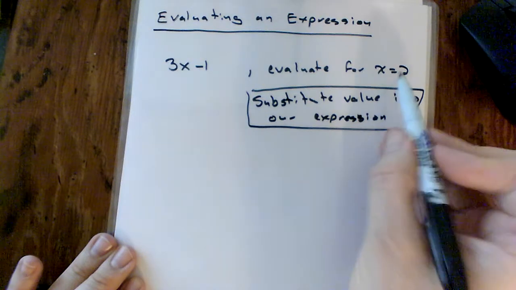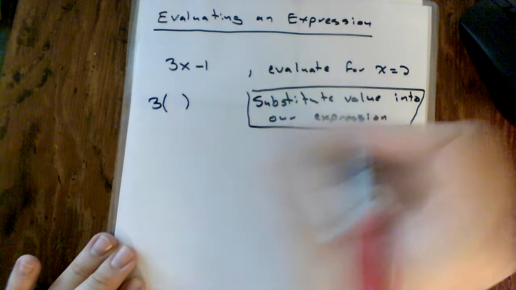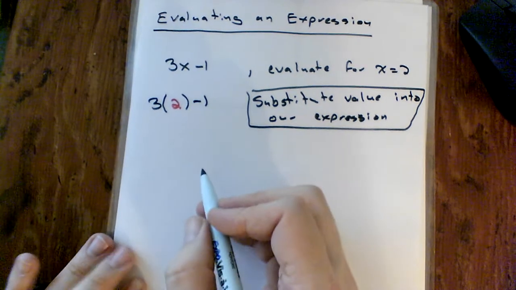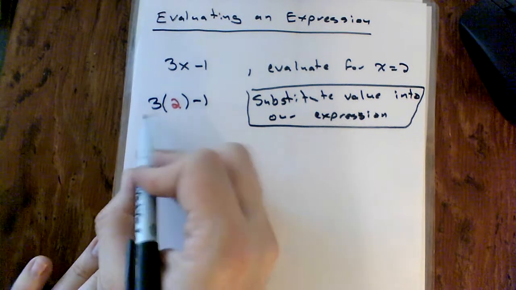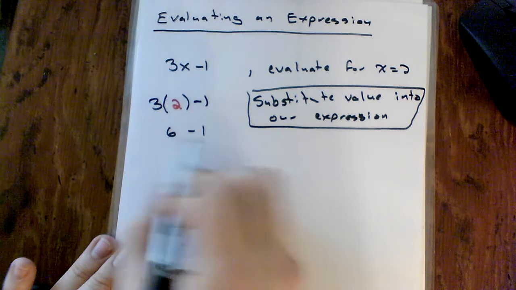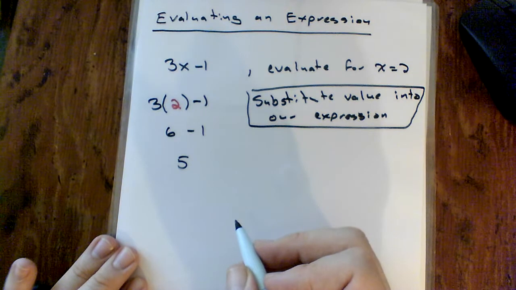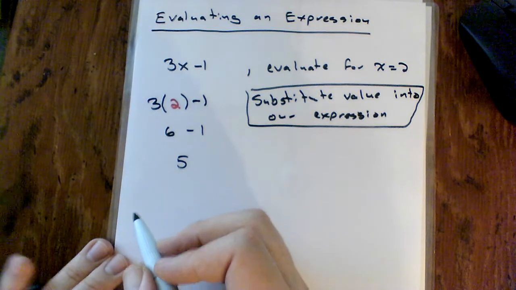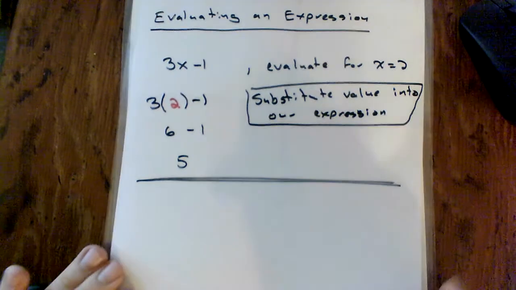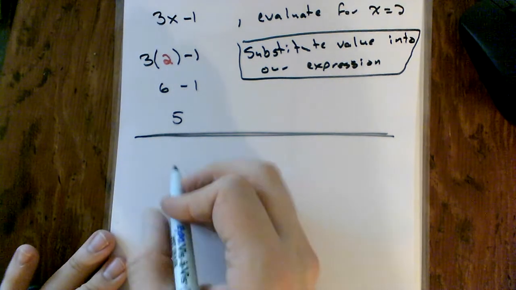I've got 3x minus 1, but I'm told that x is equal to 2. So this is going to be 3, and everywhere there's an x, I'm now going to substitute this value of 2. And our regular order of operations takes over. So I'm going to multiply before we do anything else. Looks like 3 times 2 is going to be 6 minus 1, and we're going to get to subtract last. 6 minus 1 is going to be 5. And now this is a very simple expression. We can do this with all sorts of expressions here.